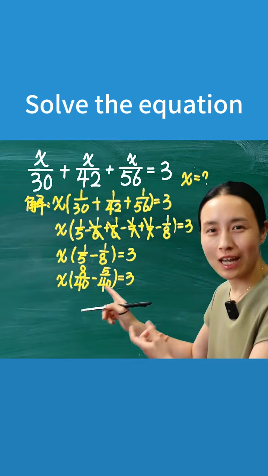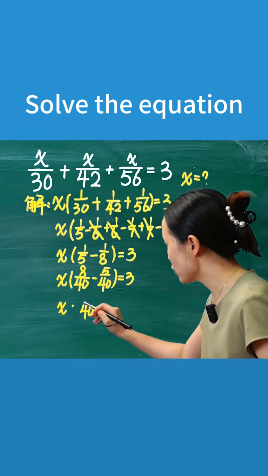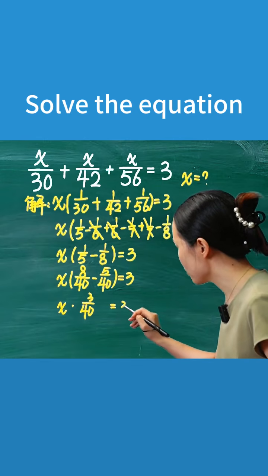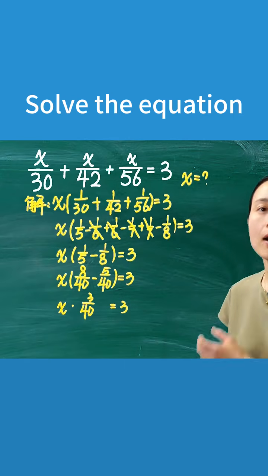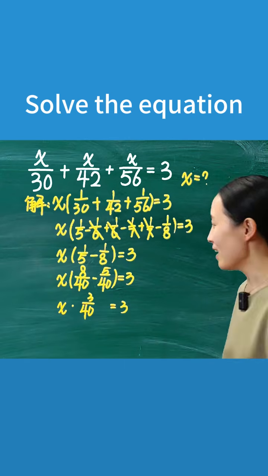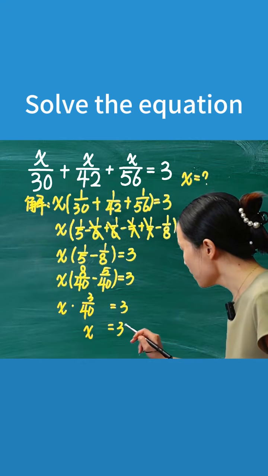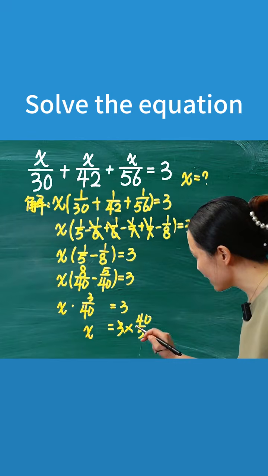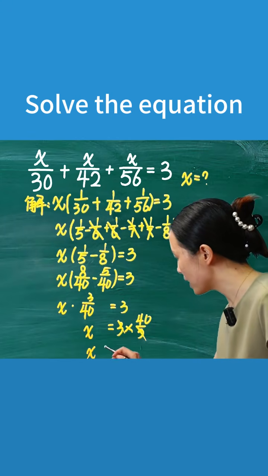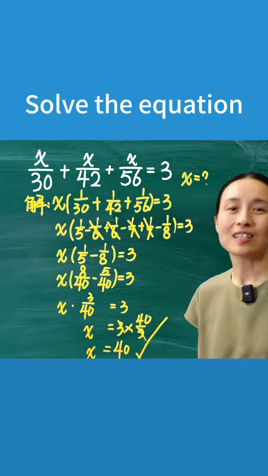After finding a common denominator and subtracting them, it's directly x multiplied by 3/40ths, which equals 3. To find x, we just need to multiply both sides by 40/3, and that's it, right? So in the end, the left side equals x, and the right side is 3 multiplied by 40/3. These two can be cancelled out directly, so in the end, we calculate that x equals 40. Easily done. Did you learn it?